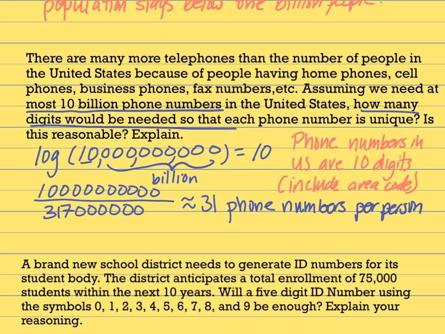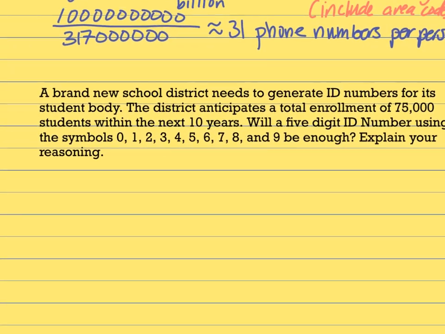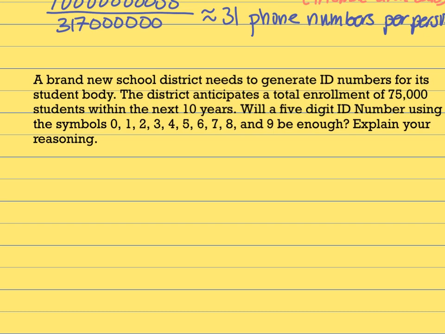Let's take a look at one more example here of logarithmic modeling. In this example, a brand new school district needs to generate ID numbers for its student body. The district anticipates a total enrollment of 75,000 students within the next 10 years. Will a 5-digit ID number using the symbols 0, 1, 2, 3, 4, 5, 6, 7, 8, and 9 be enough? Explain your reasoning.